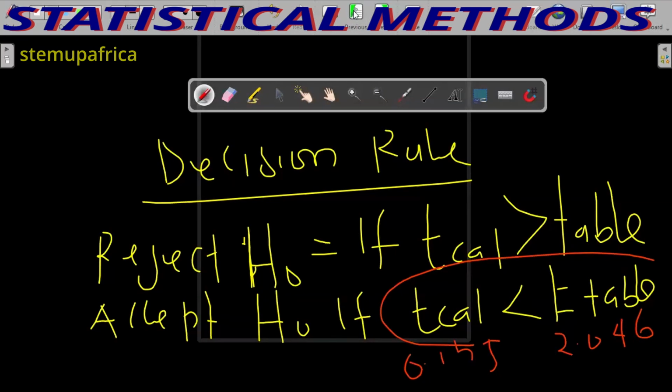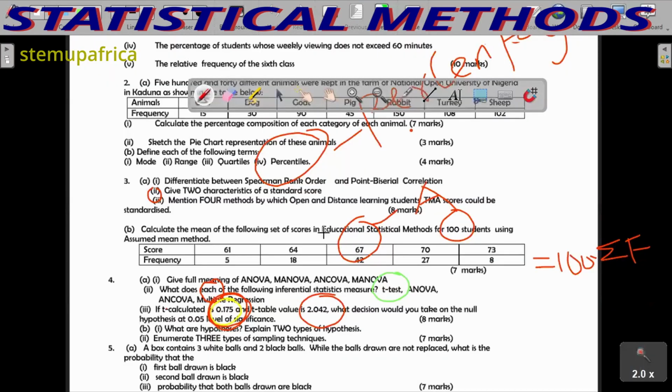So next, let's find the next question. Not significant said, of what? I didn't hear you. It's not significant of what?